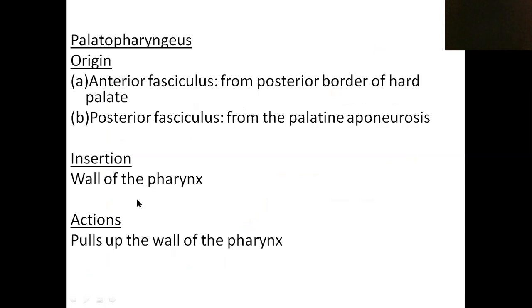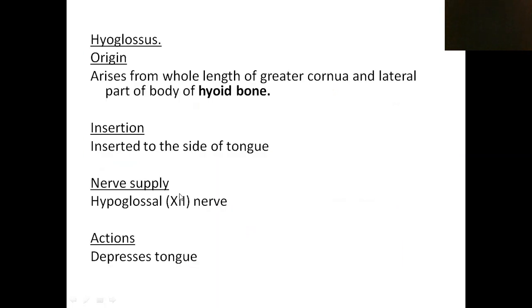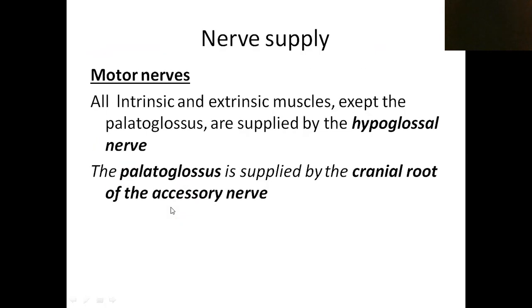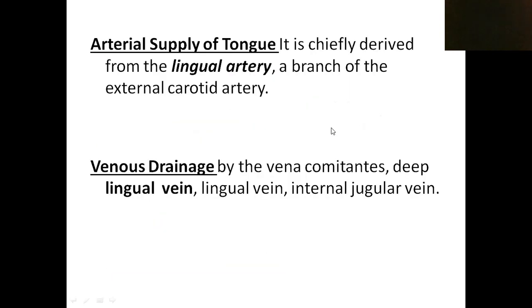Now, supply. All these muscles are supplied by the hypoglossal nerve, except the palatoglossus. Understand? All these muscles, intrinsic and extrinsic, are supplied by the hypoglossal nerve, except the palatoglossus. Palatoglossus is supplied by the cranial root of the accessory nerve, the 11th cranial nerve. So all these muscles are supplied by the 11th and 12th cranial nerves. The accessory nerve is the 11th cranial nerve, and the hypoglossal is the 12th. Okay, so the muscles are clear.